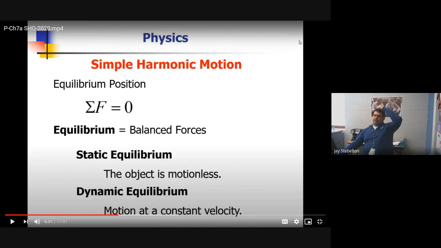When you look at this PowerPoint, I'm going along pretty fast because you don't have a sheet at home to fill in, but just know, and you know the setup of our test by now, that these are good test questions. So balanced forces being equilibrium, where you have your positive forces equaling your negative forces. And then a couple more vocab words here: static equilibrium, where the object is motionless, and dynamic equilibrium, where you have motion at a constant velocity. So again, you know the setup.